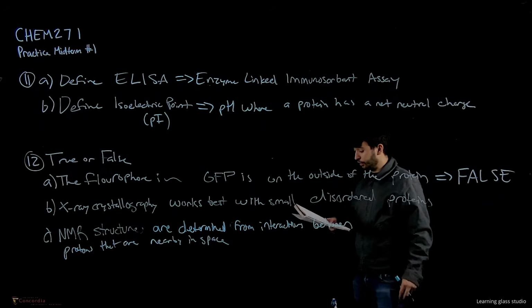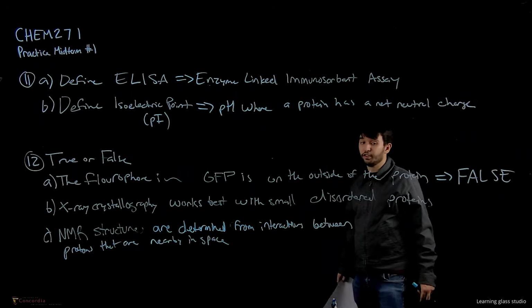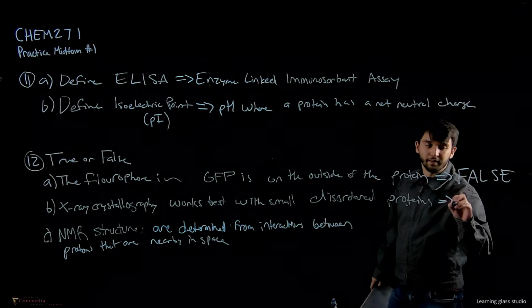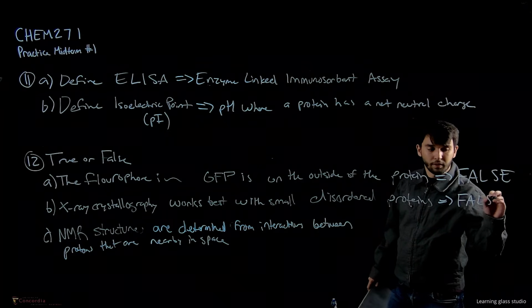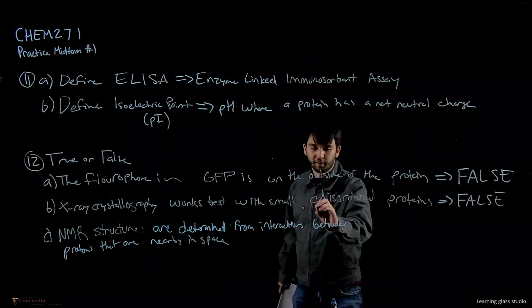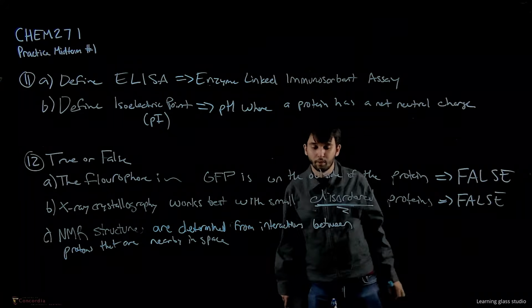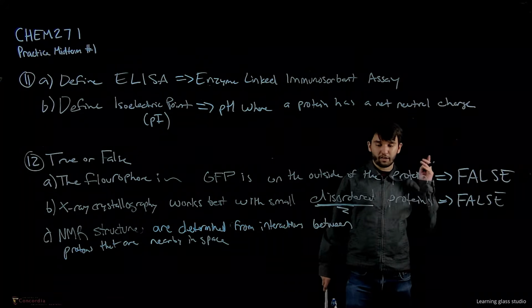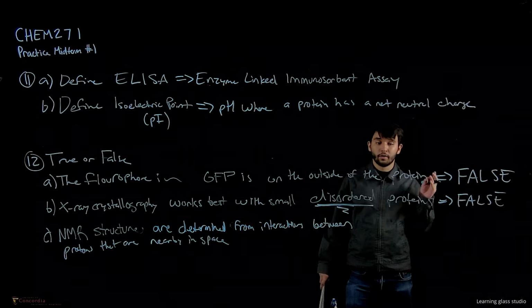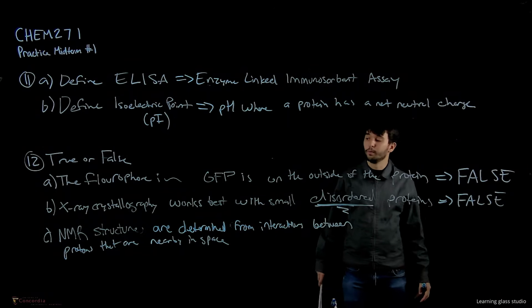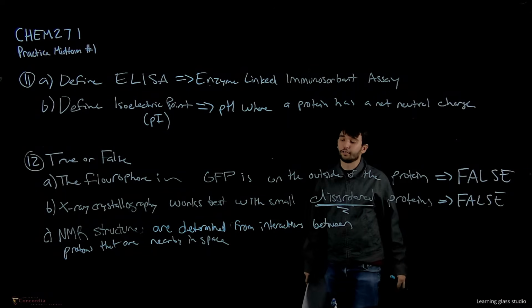Next one, X-ray crystallography works best with small disordered proteins. This is false, because it works best with small ordered proteins. So it works best with small proteins, and it works best with proteins that are ordered, not disordered. If it is disordered, it will be difficult to characterize the structure of a protein with X-ray crystallography.